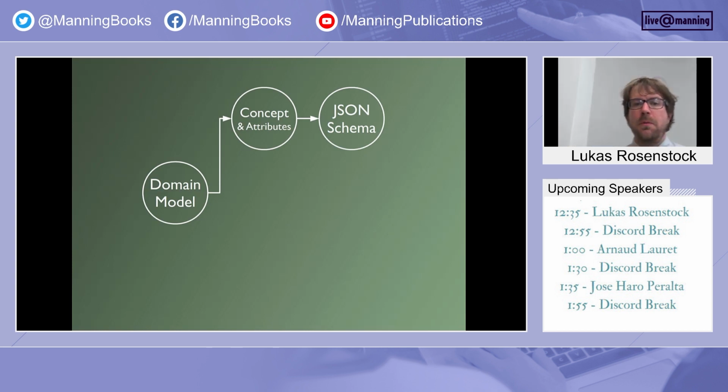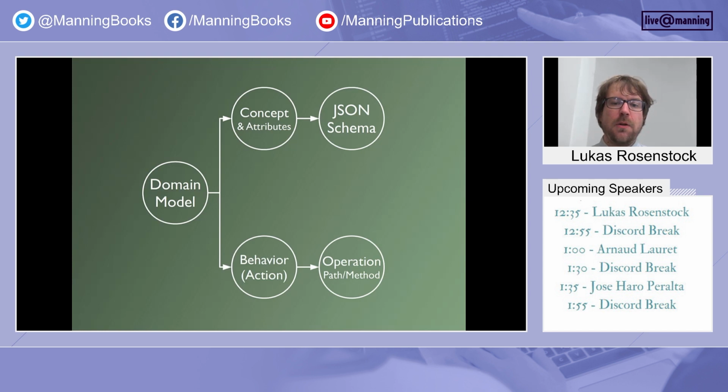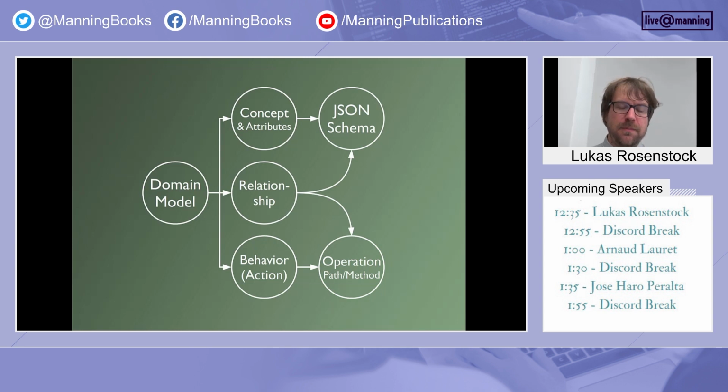We can take the concepts that we've identified and their attributes, and we can convert them to JSON schemas. And then we can look at the behavior and the actions, and we can define operations, so path method combinations. And finally, for the relationships, we may have to change the schemas and add information also into the operations, but we'll get to that in a bit. So let's get started with the first, the JSON schemas.